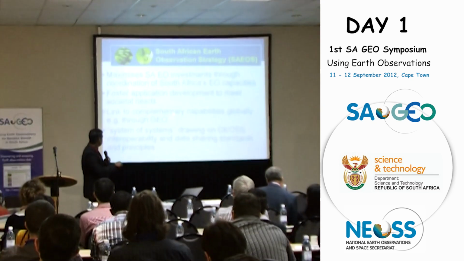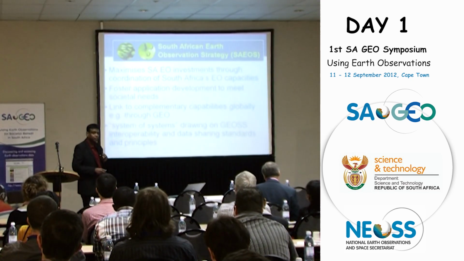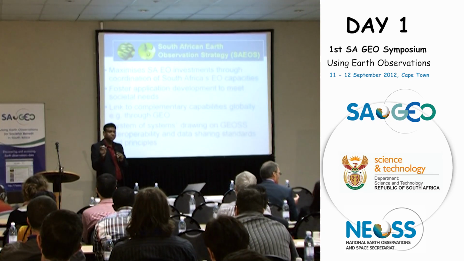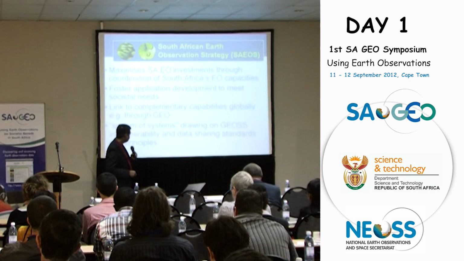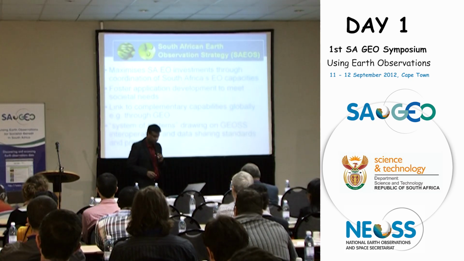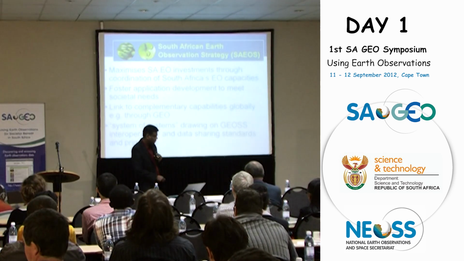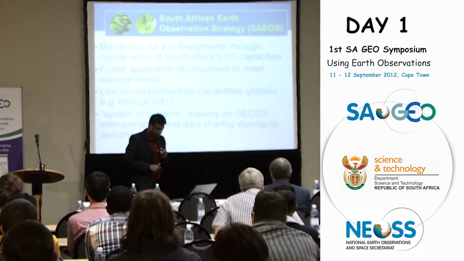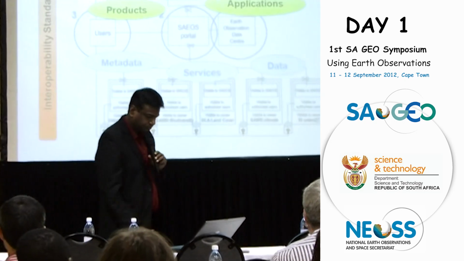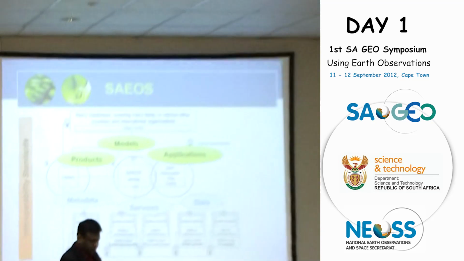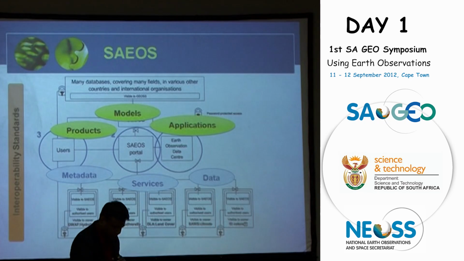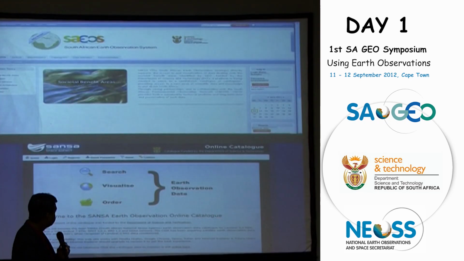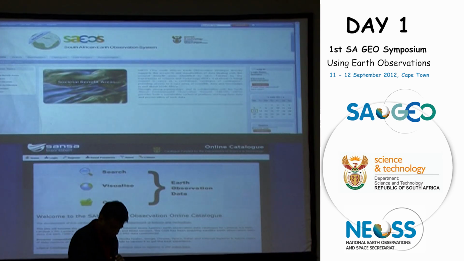We have to link complementary capabilities globally, for example, GEO. So by setting up the SAEOS portal, you also want it to be a node in the Global Earth Observation System of Systems. We also want to draw on GEOSS interoperability and data sharing standards internationally, in terms of data sharing standards, the architecture, and some other principles. We want to emulate that here in South Africa with regards to the SAEOS portal as well. I'm not going to talk about this, but what we're trying to do here is to sketch the architecture of the SAEOS portal, very similar to what they're trying to do in the GEO context as well. And I think this was the attempt. I'm sure you'll hear a lot more from Hugo a little later on about the portal itself.